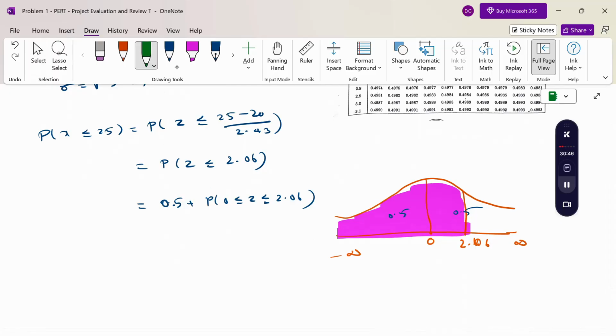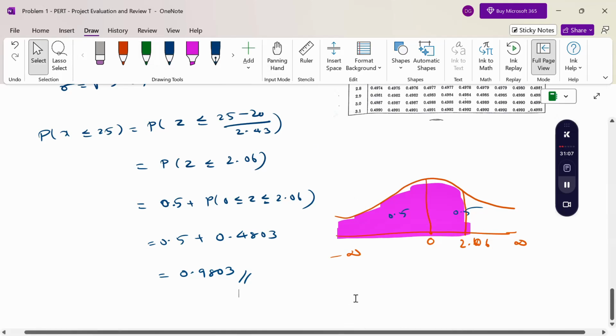Therefore 0.5 plus 0.4803 adding gives 0.9803. So there is a 98% probability of completing the project before 25 weeks. Thank you.